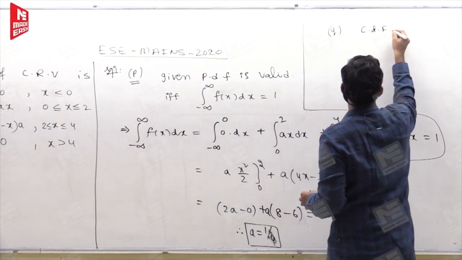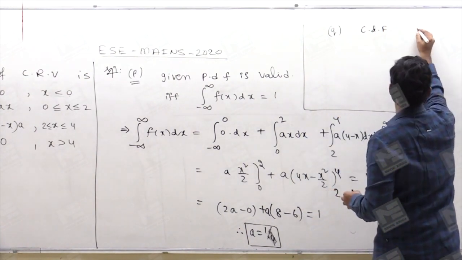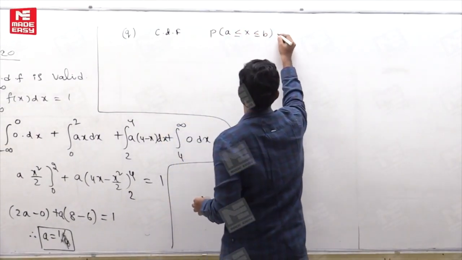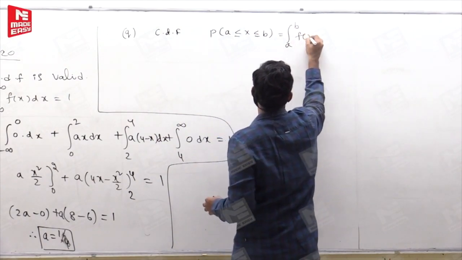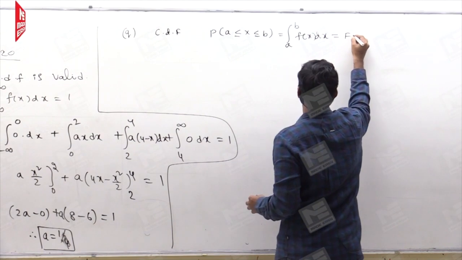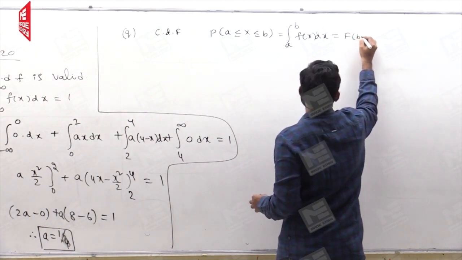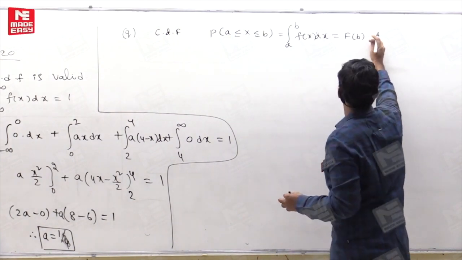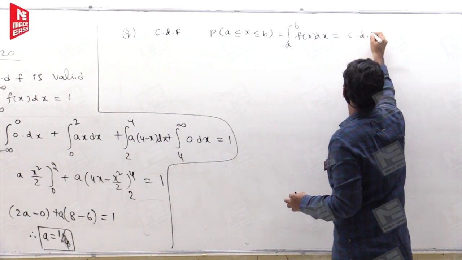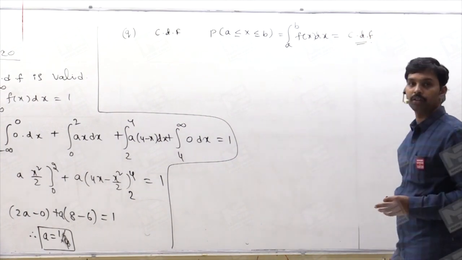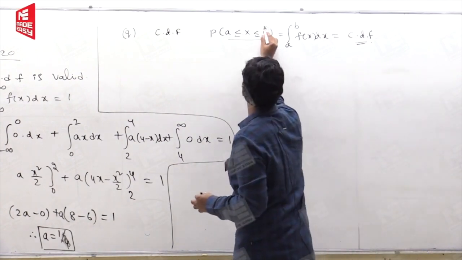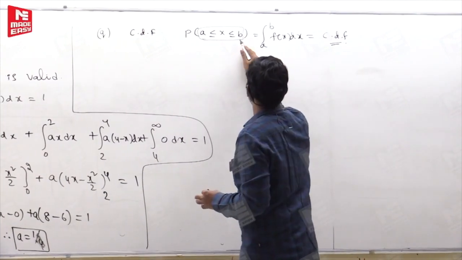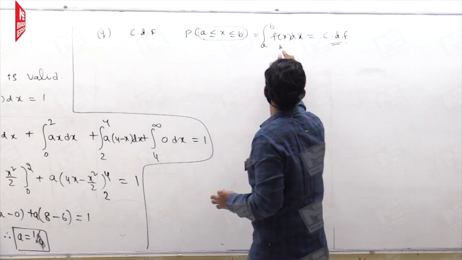But actually we know the relation for the CDF: the probability of a less than or equal to x less than or equal to b is written as the integration from a to b of f of x dx, which is understood as F of b minus F of a. So you understand this is a cumulative distribution function over the interval a to b. If you want to find the cumulative probability from a to b, then we are integrating.